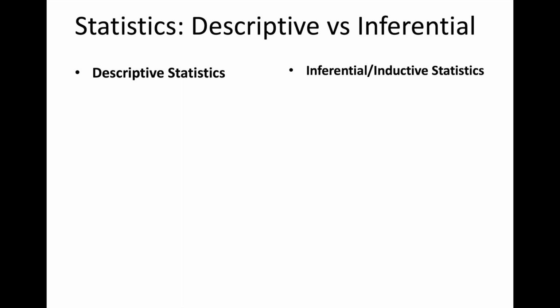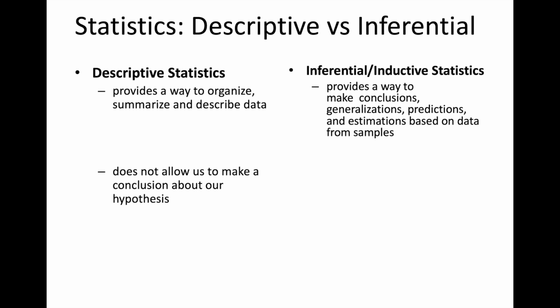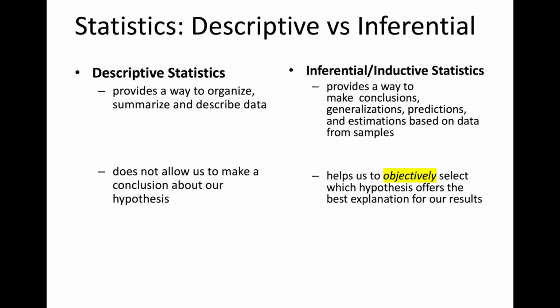Okay, moving on. Descriptive versus inferential statistics. As you can see here, descriptive statistics provides a way to organize, summarize, and describe the data, while inferential or inductive statistics provides a way to make conclusions, generalizations, predictions, or estimations based on the data from the samples. Descriptive statistics usually does not allow us to make conclusions about our hypothesis, but inferential statistics helps us objectively select which hypothesis offers the best fit explanation.